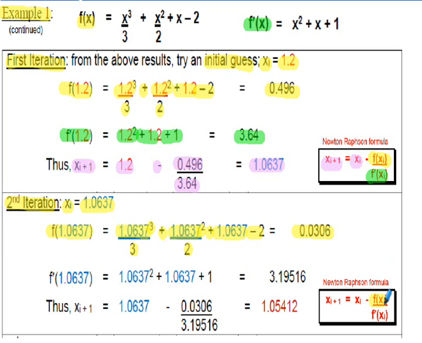So I've got my function of x value determined, and now I need to work out my function dash x value. So function dash of the 1.0637, again just put the 1.0637 for x in the function dash x equation and evaluate. That gives me 3.19516 in this case. So that's my function dash x value. To work out my next estimate for the location of the root, the xi plus 1 value, that's 1.0637 minus the 0.0306 divided by the 3.19516, and that gives me a next estimate of 1.05412.